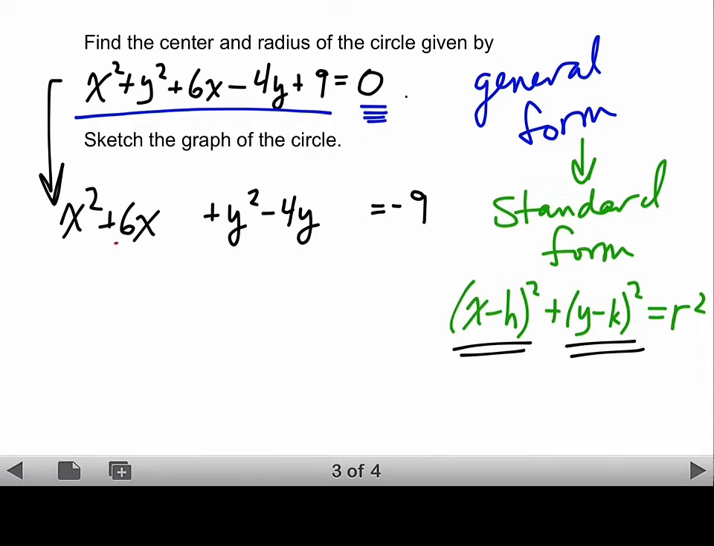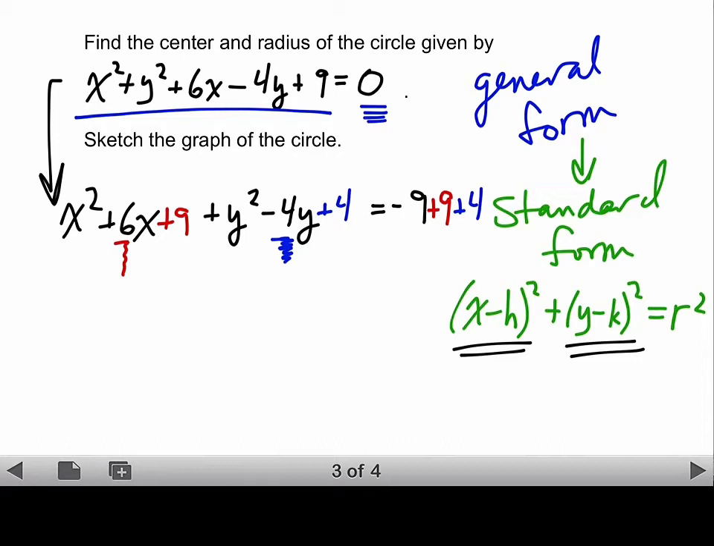So what we're looking at to complete the square is the linear factor on x, which is 6. Half of 6 is 3. Square that. We get 9. Remember, we have to add whatever we're adding to both sides. And then for the y terms, the linear coefficient is negative 4. Half of that is negative 2. Square it, we get back 4. And so I'm going to add 4 to both sides.